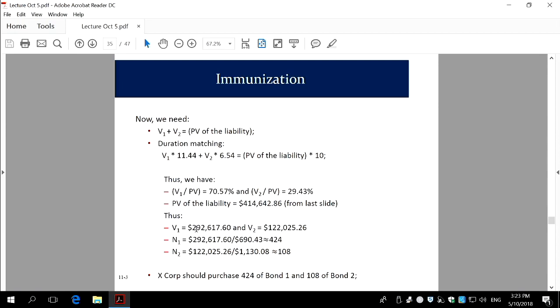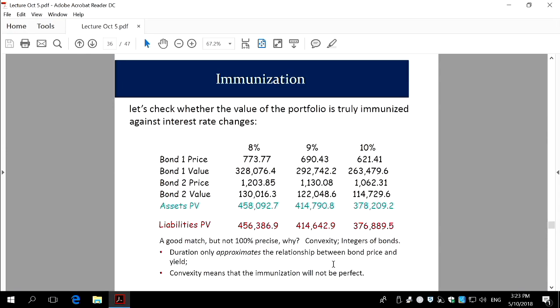The value of the first type of bond divided by the bond price tells us we need to purchase 424 type 1 bonds. And again for type 2 bond, we have this value, and this is the price of each bond. Then we need to hold 108 type 2 bonds. So the answer is, sorry, this is a typo, XYZ firm should purchase 424 type 1 bonds and 108 type 2 bonds. Then achieved.